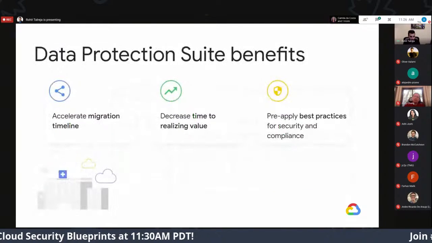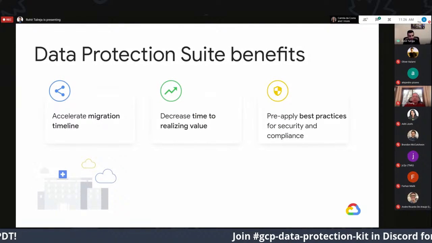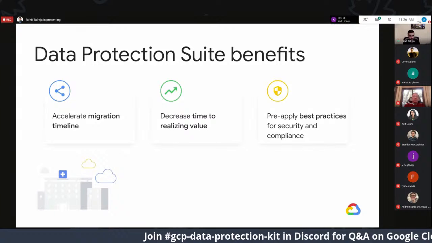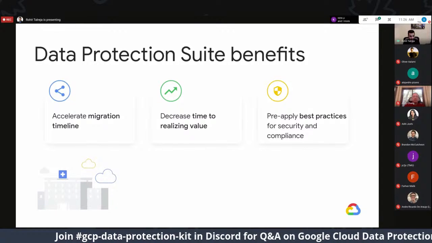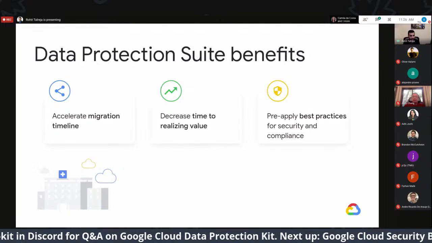So I'll leave with the conclusion here, which is just that GCP has a number of capabilities across healthcare, life sciences, security, and privacy.